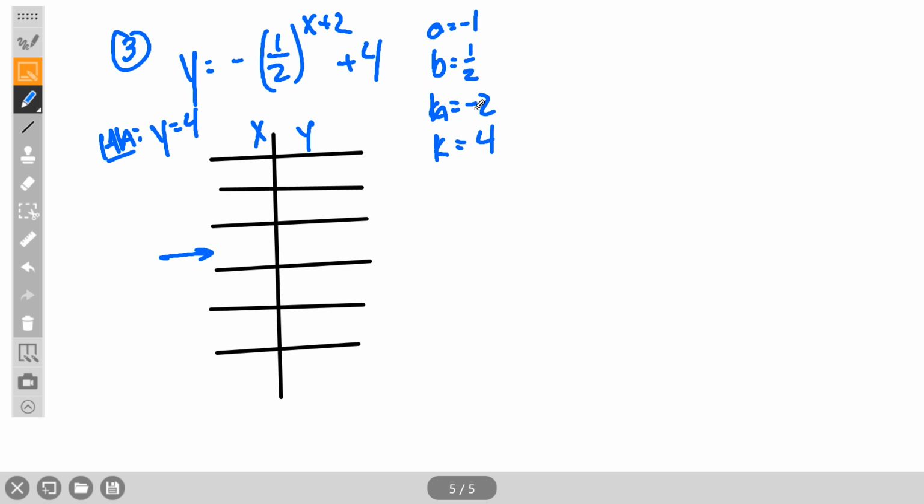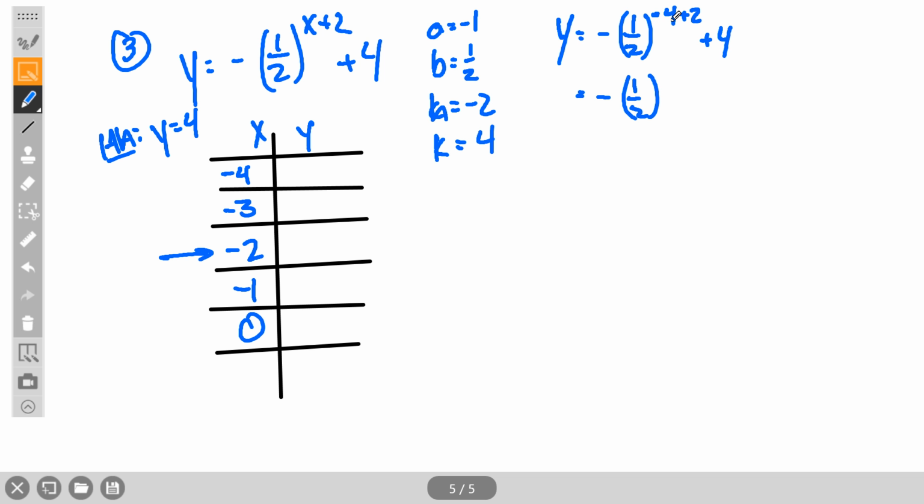The middle of my table will be my h value, which is -2. So to the left of that is -3 and -4. To the right of that is -1 and 0. So I'm going to plug all of these in. So -1/2 to the -4 plus 2, plus 4. So it's -1/2 to the... -4 plus 2 is -2. So that's... 1/2 to the -2 is 4. -4 plus 4 is 0.